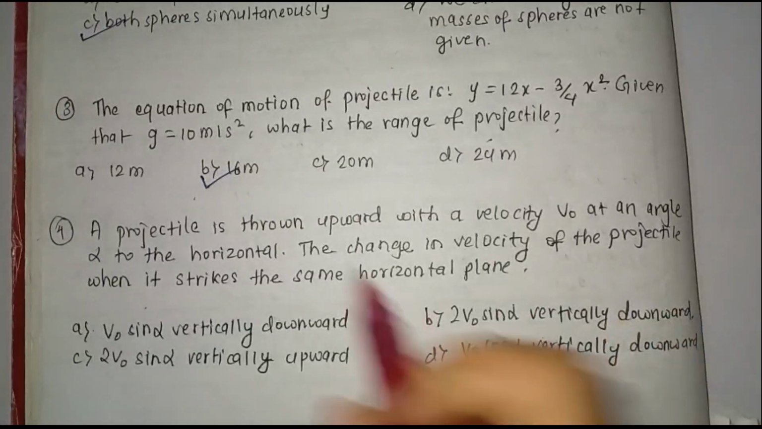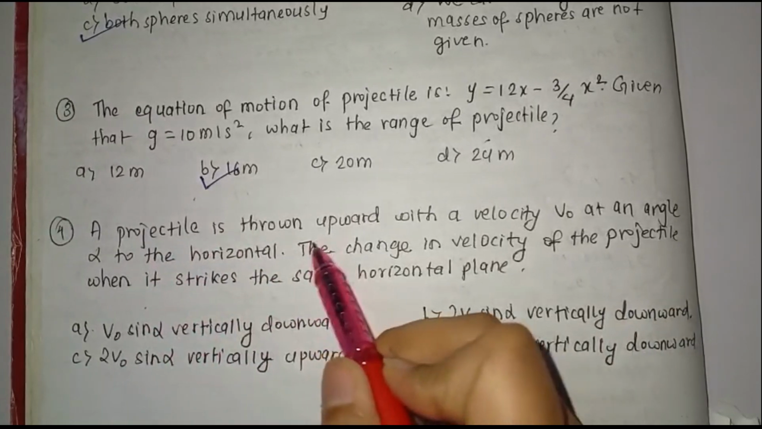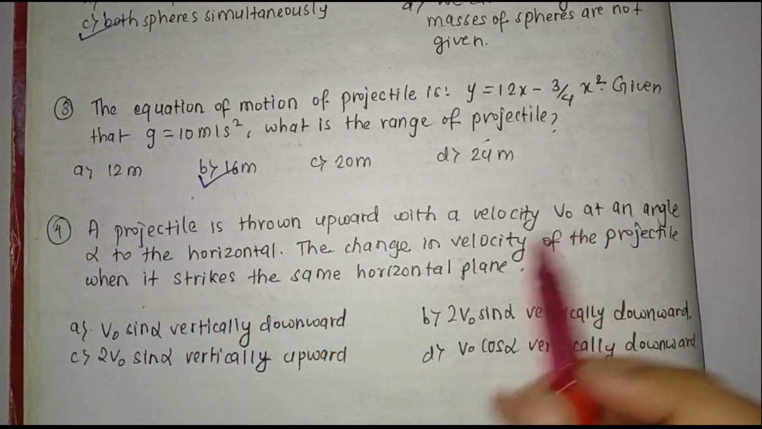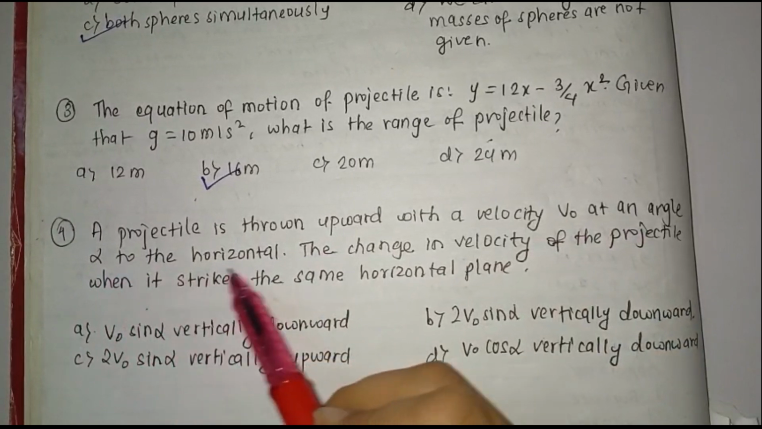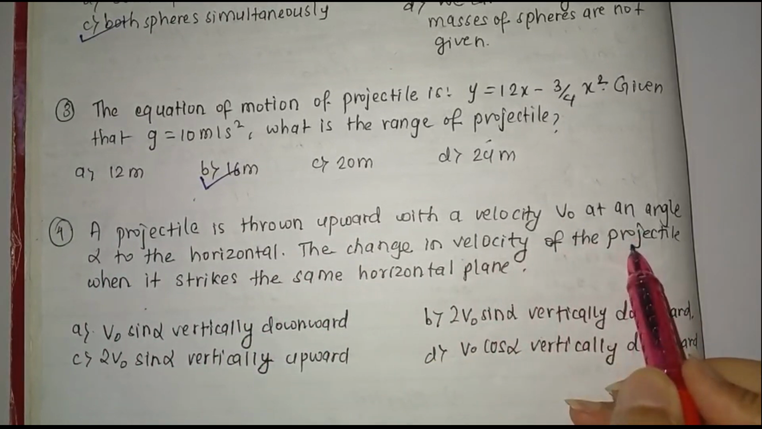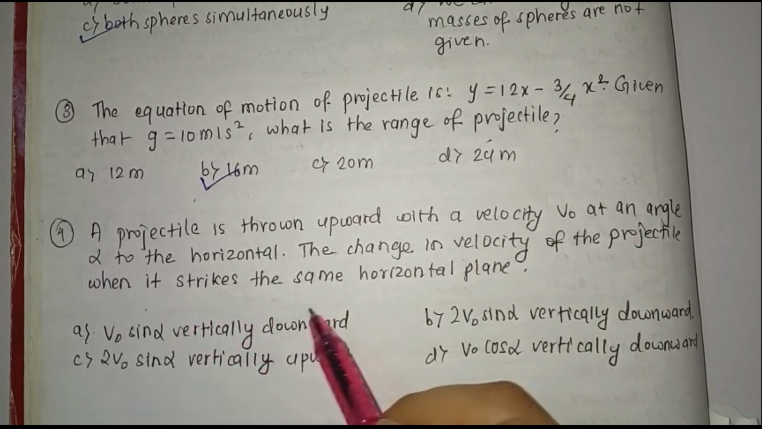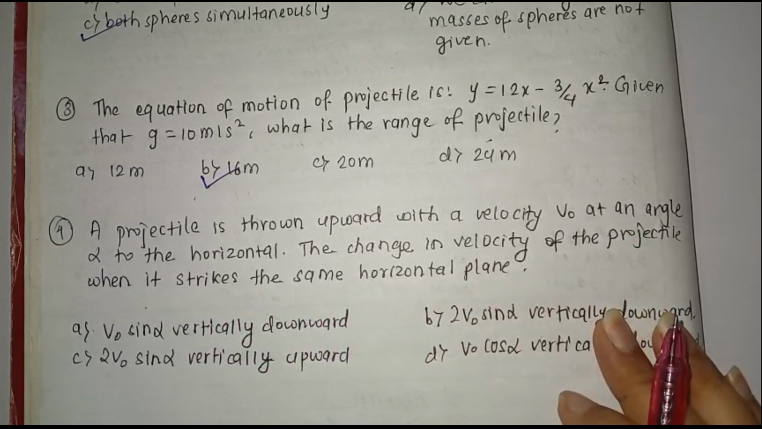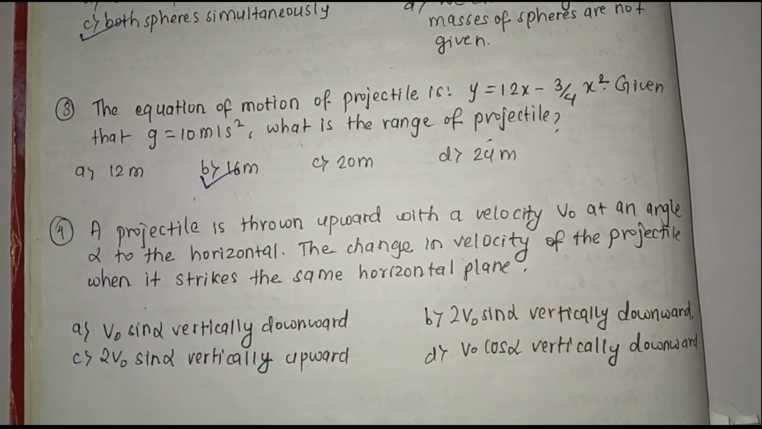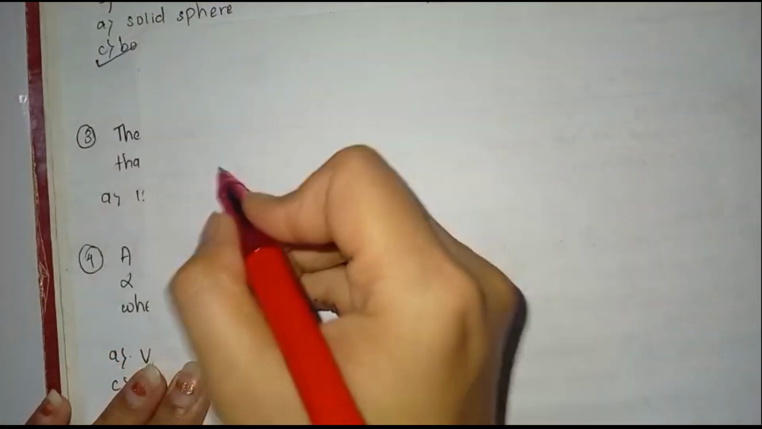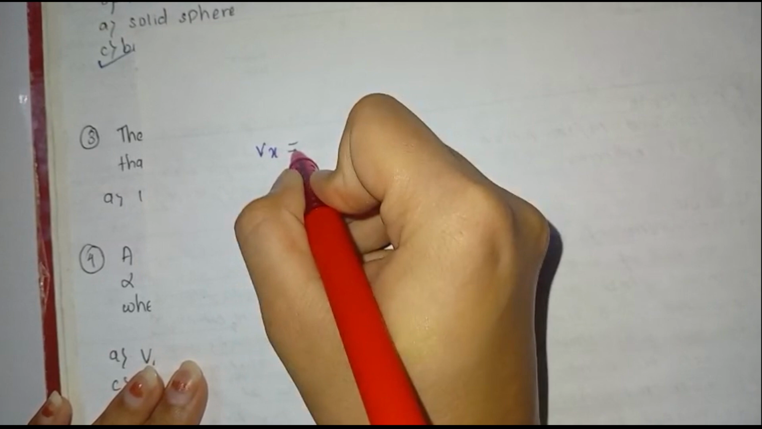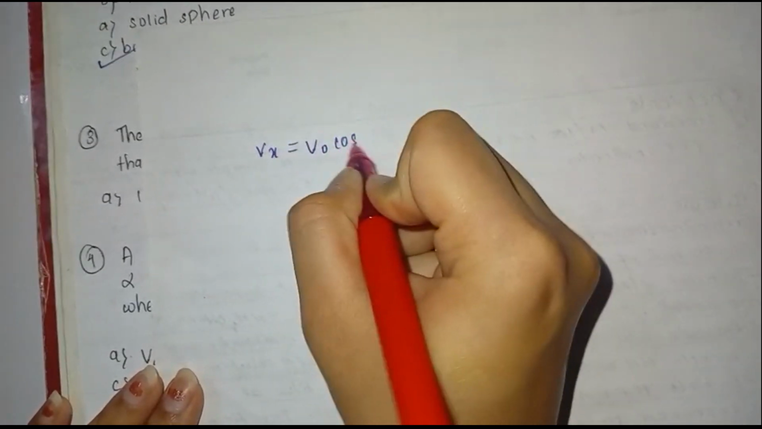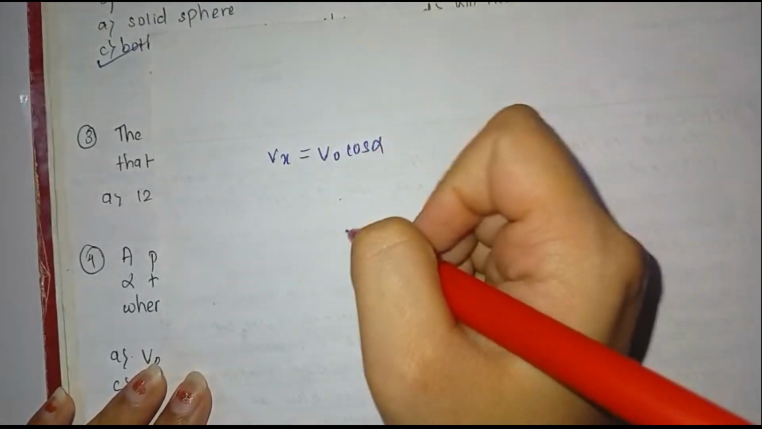Now for question number 4, a projectile is thrown upward with a velocity v0 at an angle alpha to the horizontal. The change in velocity of the projectile when it strikes the same horizontal plane, we have to find this. Now, so for this, we know horizontal component of velocity remains unchanged throughout the motion. That is, Vx is equal to v0 cos alpha.